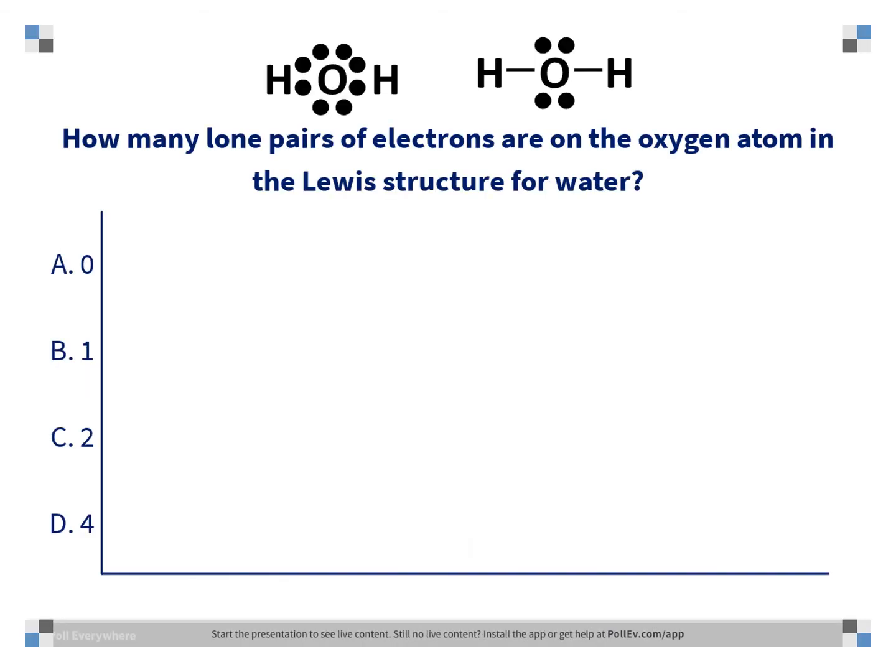The correct answer is C, 2. The oxygen has two lone pairs. There is also a bonding pair between oxygen and each hydrogen.